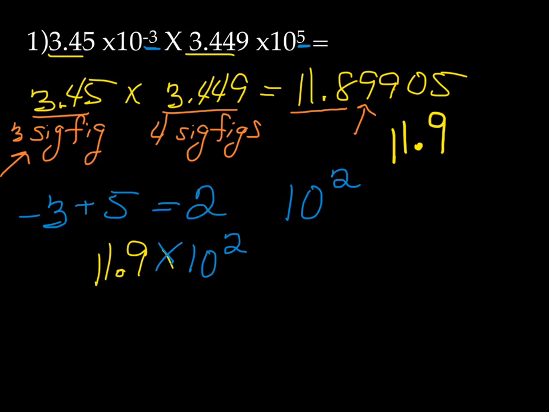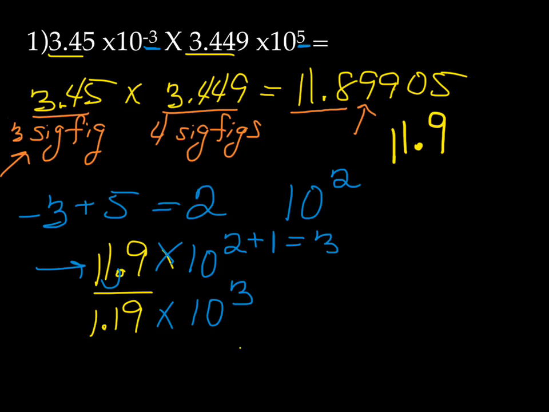Okay, and all we have left to do is to turn this into appropriate scientific notation. So we need to rewrite 11.9 as 1.19, and we had to move the decimal once. And because 11.9 is a big number, it's bigger than 1, the sign is going to be positive. So our exponent is going to be times 10 to the 2 plus 1 or to the 3. So our final answer should be 1.19 times 10 to the third.